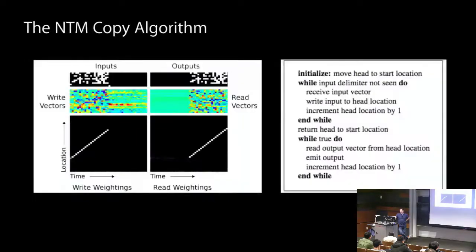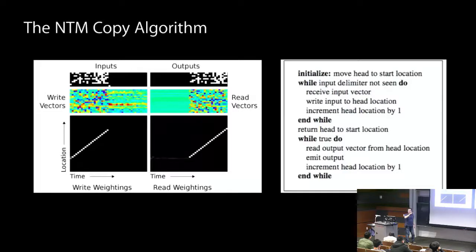And for example, here's what they can do. Here's a copy algorithm. They've trained it. Here you're looking at time. I'm just giving you a bunch of inputs that you can see on top, and I want the outputs to be exactly the same as the inputs. What they learned is that this is what you're storing in the memory.